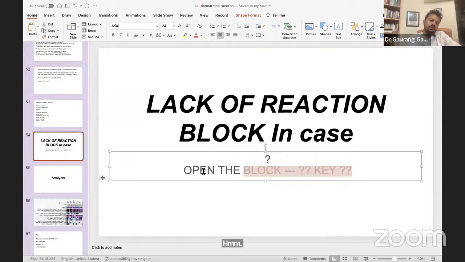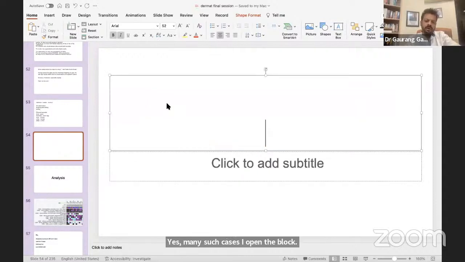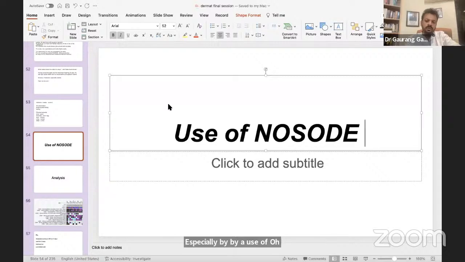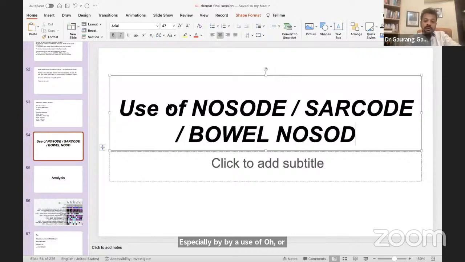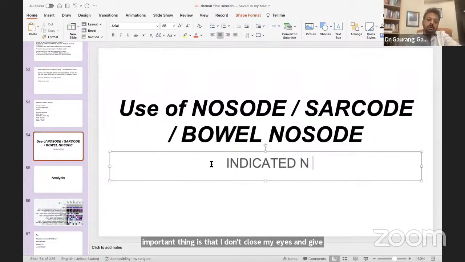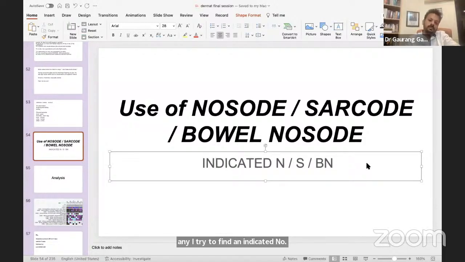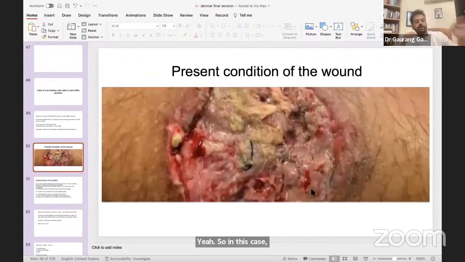Yes, in many such cases I open the block especially by the use of a nosode, or a sarcode, or a bowel nosode. The only very important thing is that I don't close my eyes and give any remedy. I try to find an indicated nosode, sarcode, or bowel nosode. So in this case, I looked at this pathology again.